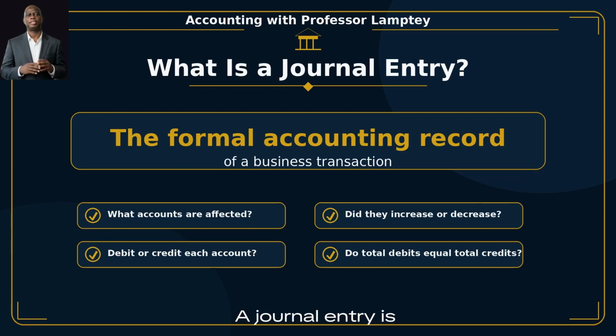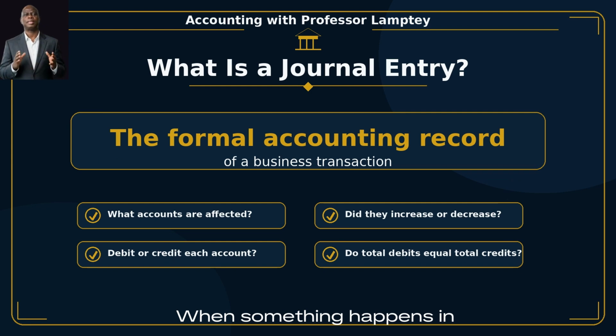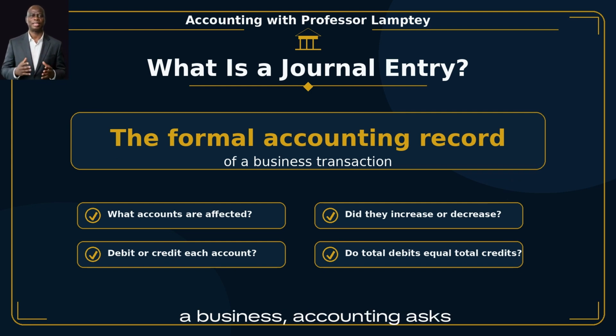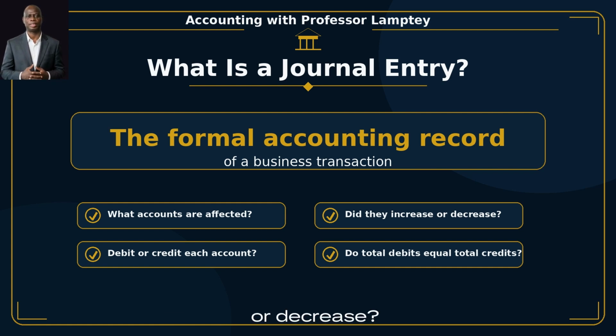A journal entry is the formal accounting record of a business transaction. When something happens in a business, accounting asks 4 questions. What accounts are affected? Did those accounts increase or decrease? Should we debit or credit each account? And finally, do total debits equal total credits? That is the heart of journal entries.